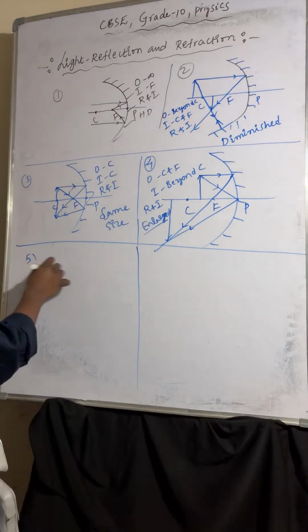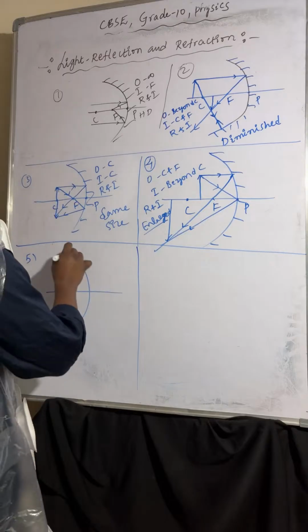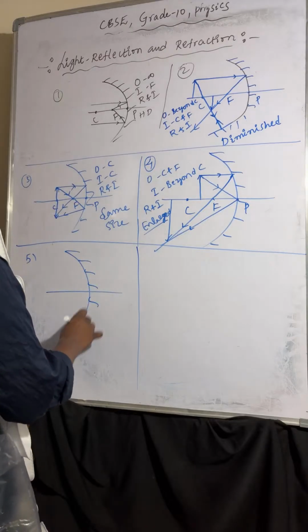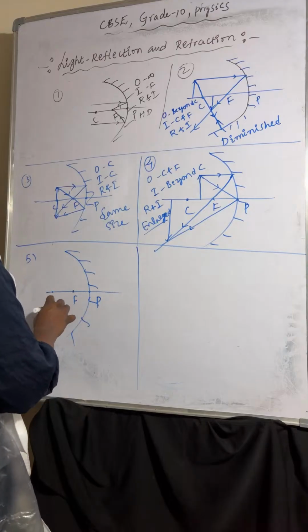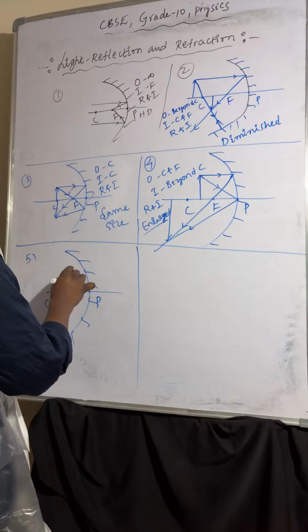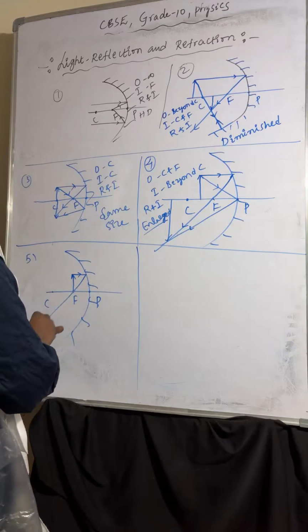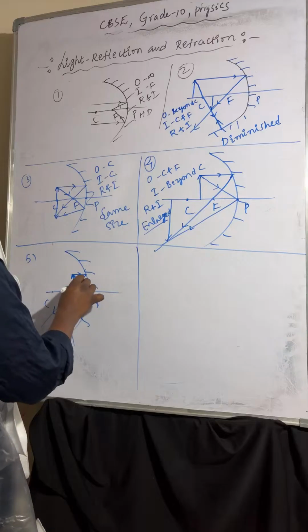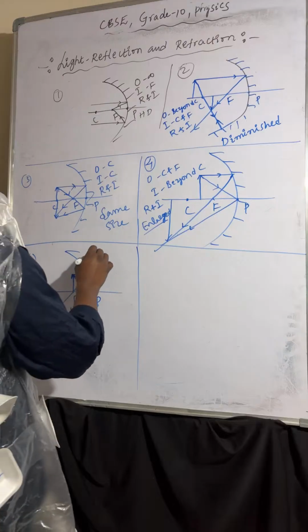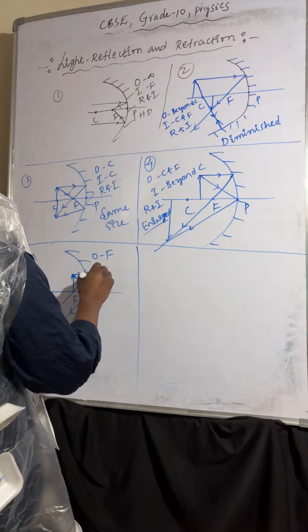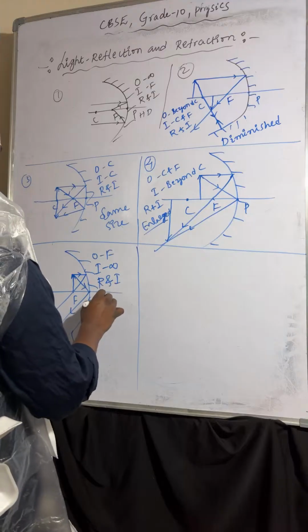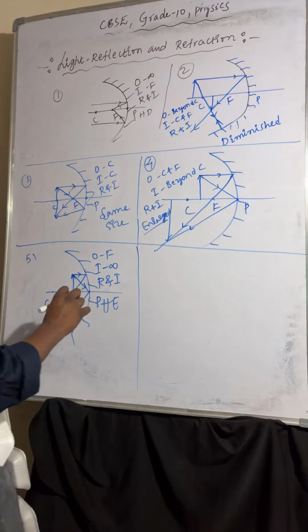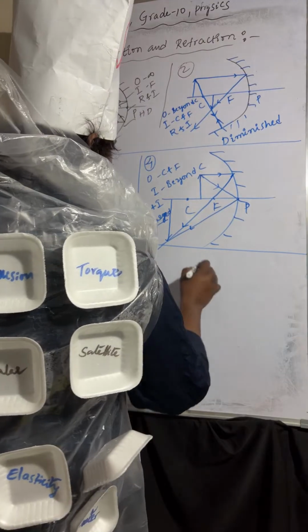Understood? Next one, coming to the fifth one. So pole, focus, center of curvature. Object is placed at F. One light ray I am taking like this. It passes. One more light ray is incident at the pole. Object is placed at F. Image is formed at infinity. Nature of the image is real and inverted. Size of the image is highly enlarged. Coming to the sixth one.